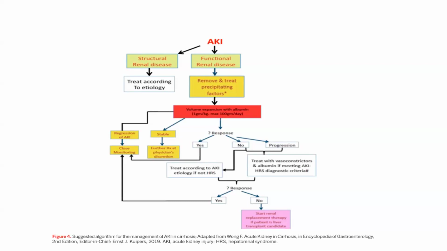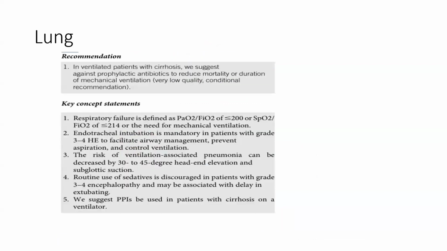If there is a progression of the disease, then treat with vasopressin and albumin if the patient is meeting the criteria of AKI-HRS. If there is no response, then treat according to the AKI etiology. Even after giving vasopressor and albumin, if the patient is not showing appropriate response, then start renal replacement therapy and also counsel for liver transplantation.